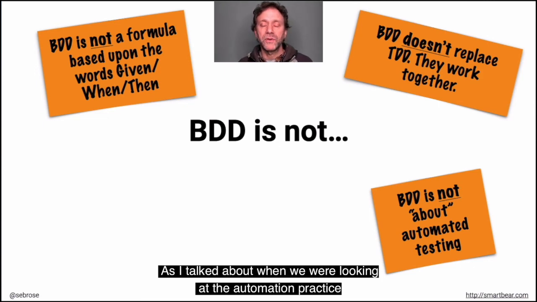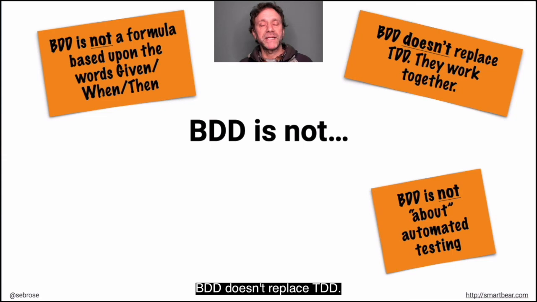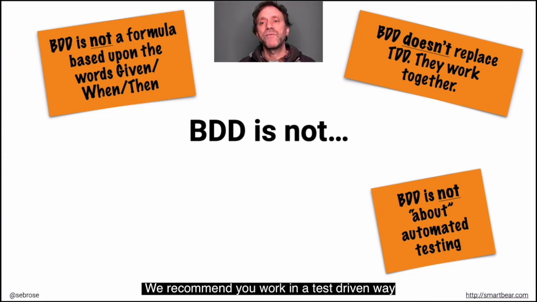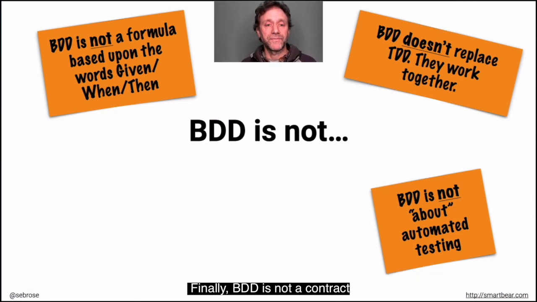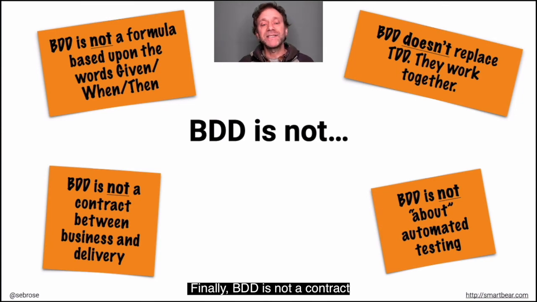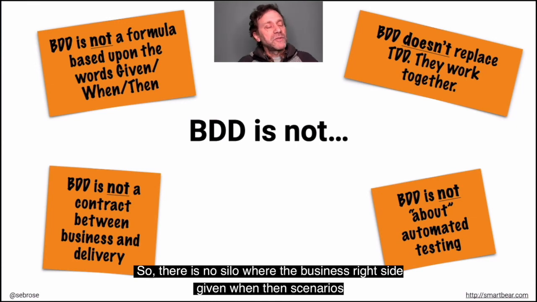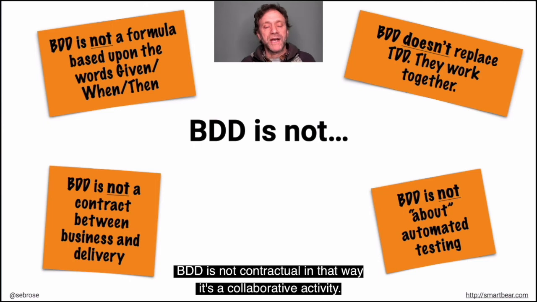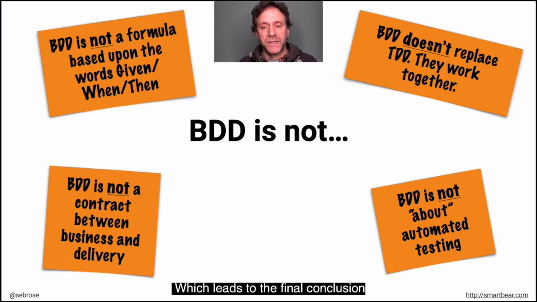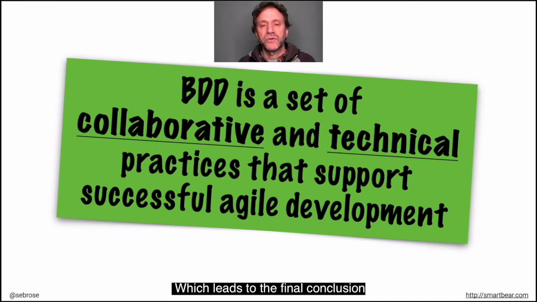I talked about when we were looking at the automation practice, BDD doesn't replace TDD. They work together. We recommend you work in a test-driven way when you're developing code, and we recommend you work in a behavior-driven way when you are specifying the details of the user story. And finally, BDD is not a contract between business and delivery. So there is no silo where the business writes out given, when, then scenarios and then hands them over the fence to developers and testers. BDD is not contractual in that way. It's a collaborative activity.